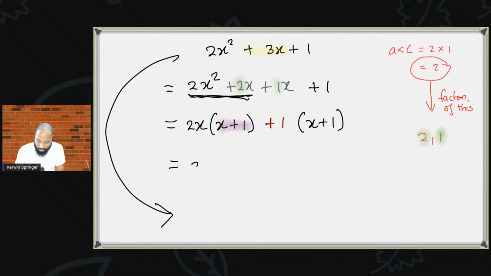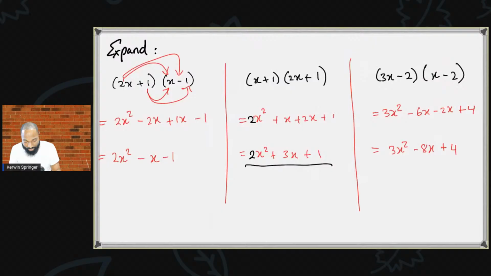Let's group it up now. So we have 2x plus 1 by x plus 1. Now if we swing back for them, we realize it's the same thing. We just have it in a different order, which is okay. It's commutative.